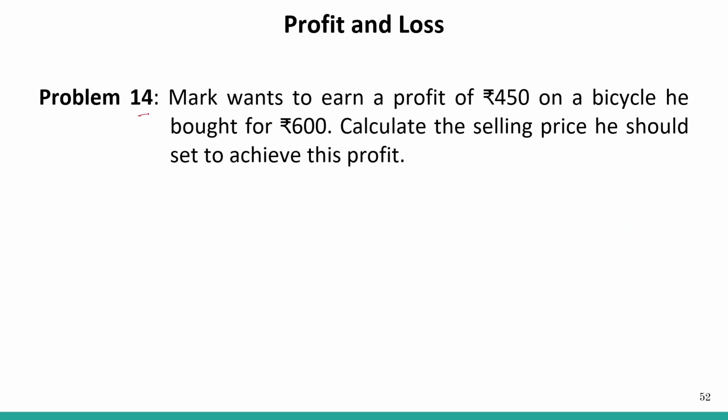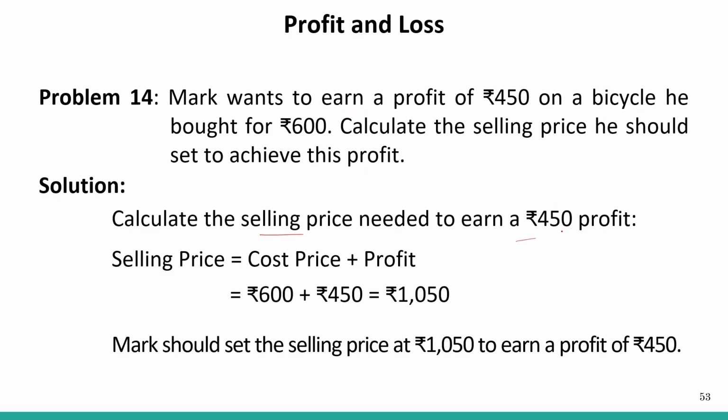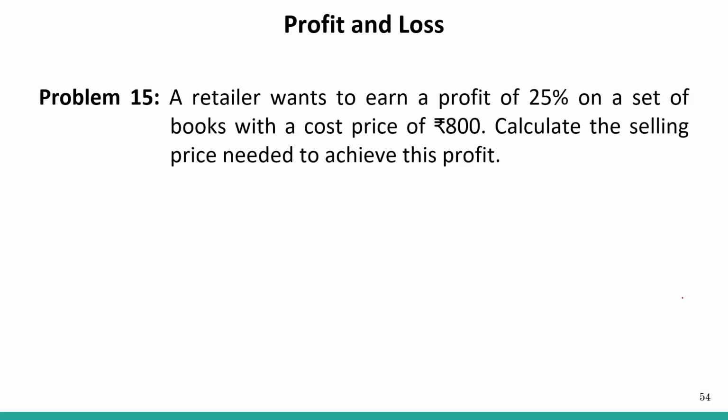So let's see problem number 14. Okay, so Mark wants to earn a profit of 450 on a bicycle he bought for 600. So calculate the selling price he should set to achieve this profit. Okay, so calculating the selling price needed for a 450 rupee profit. Cost price plus profit is equal to this much, so this much must be the selling price SP. So Mark should sell the cycle at 1,050 rupees, to earn a profit of 450 rupees.